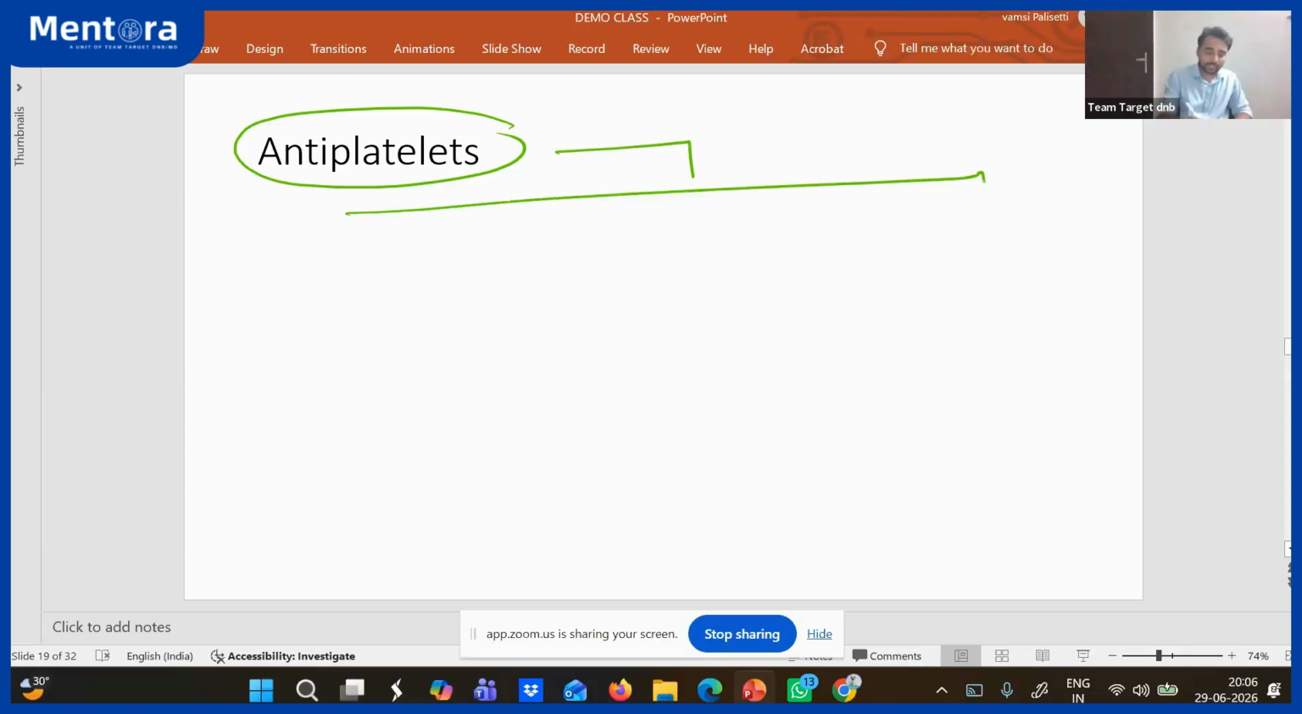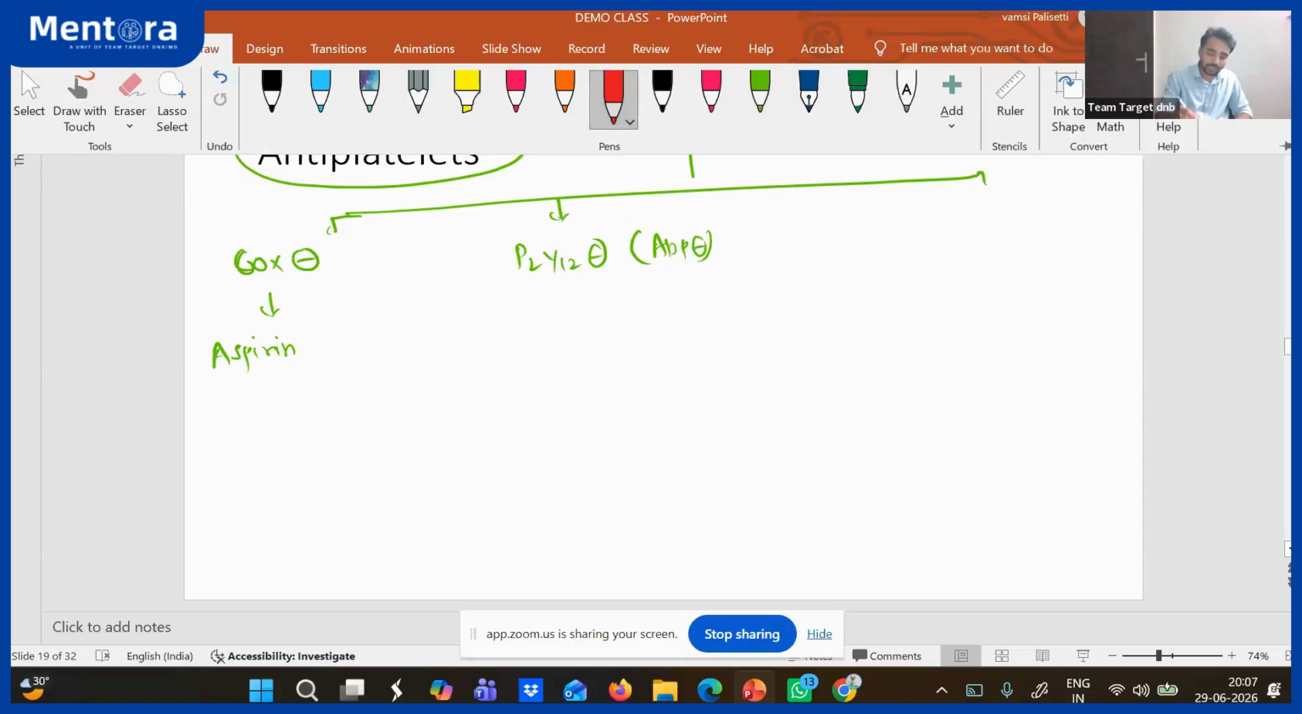If you see the antiplatelets, there are definitely three classes. One is the COX inhibitor, that you know already, it is aspirin, the most commonly used. In low dose, it inhibits thromboxane A2, so it prevents platelet aggregation. The other is what is called the P2Y12 inhibitors, that is, ADP receptor inhibitors. These two are very important.